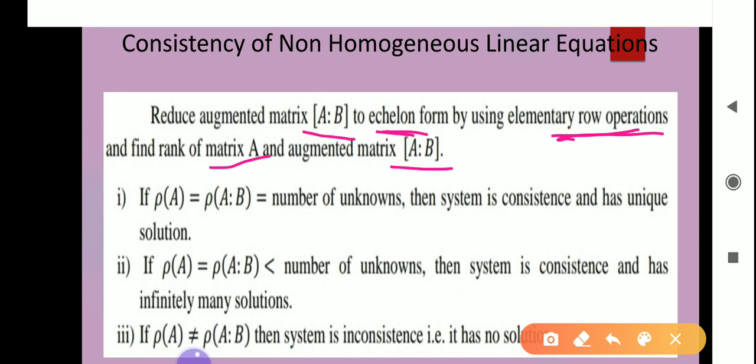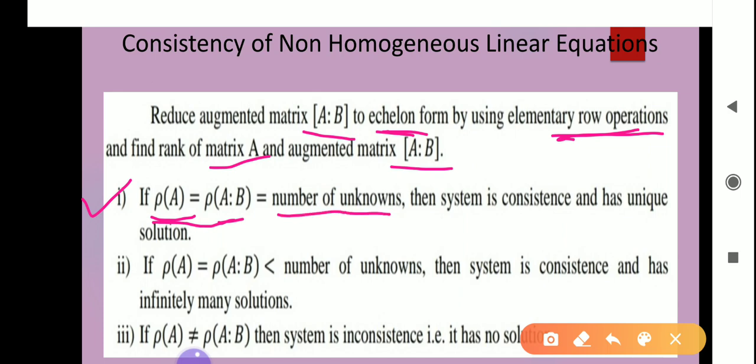And now check that rank. So the first condition is this condition. These conditions are very important. If rank of A is equal to rank of AB, listen carefully, then the system is consistent. System is consistent means it has some solution. Maybe that solution is a unique solution or an infinite number of solutions. So how do we decide that? If rank of A is equal to rank of AB equal to the number of unknowns.